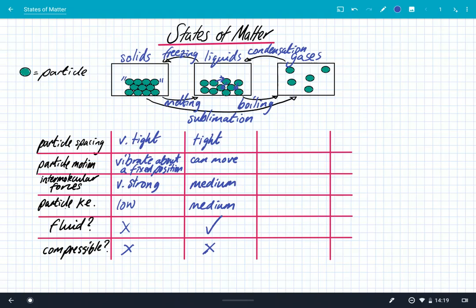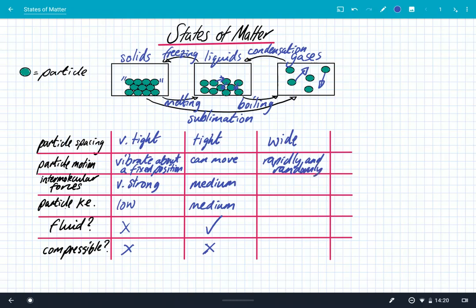Now, finally, gases, the third state of matter. They have a wide particle spacing. The particles, as you can see in my diagram, they're represented as being far apart. The particle motion is very different to liquids and solids. The particles are able to move rapidly and randomly. They're actually able to move freely as well. So you can see that they're just moving in any direction, and they have a range of speeds and a range of kinetic energies.